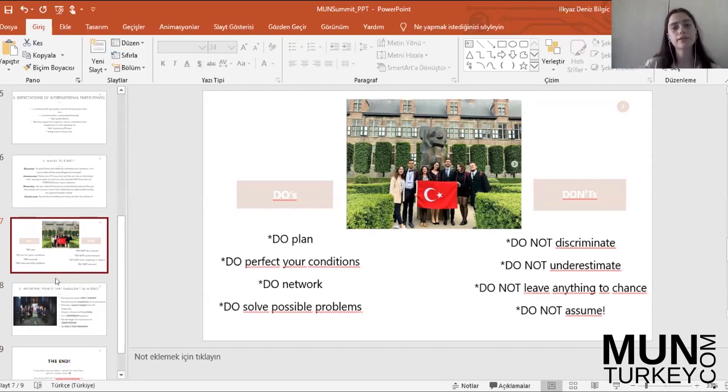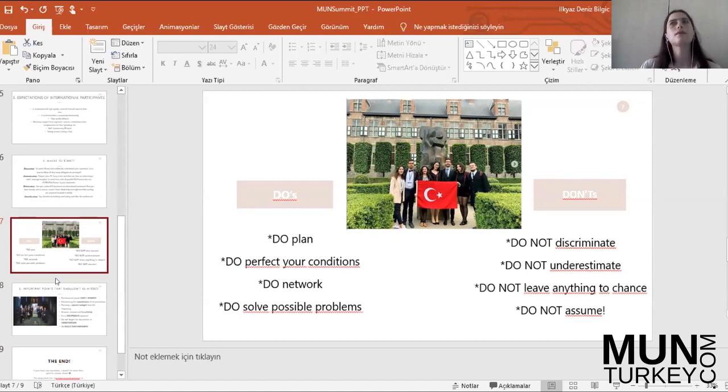Do perfect your conditions. At this point, I would like to highlight a very important difference. Your conditions don't have to be perfect, but you have to perfect your conditions for international participants. And do network.